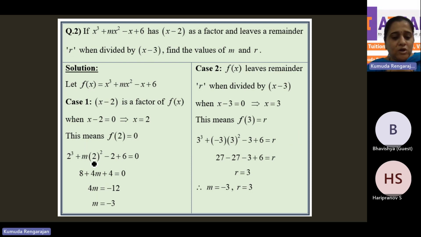And then how do you simplify this? 2 square is 4. 4 into m is 4m. And here 3 square is 9. 9 into minus 3 is minus 27.